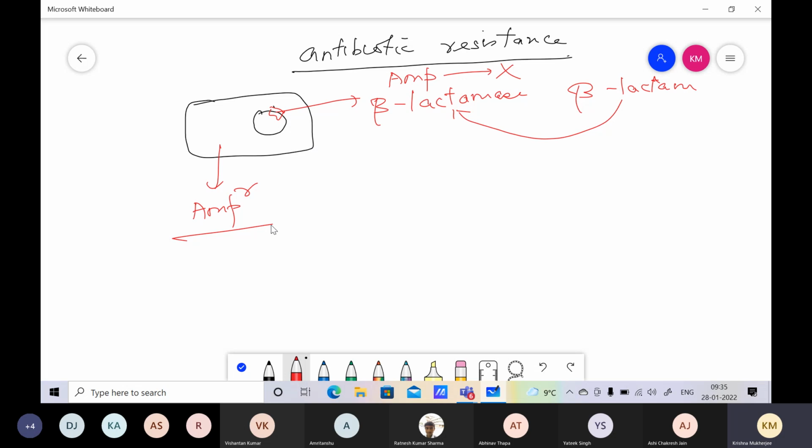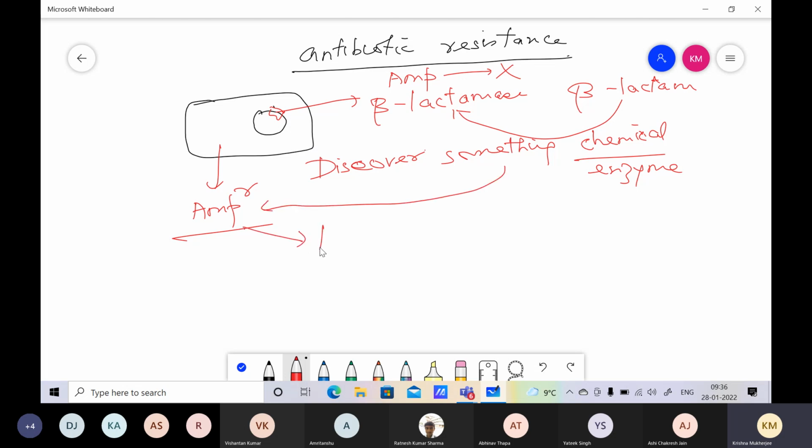Now, what do we do? We start discovering other new antibiotics against which it doesn't have the gene. Now, discovering new antibiotics is a very, very hard job. Extremely difficult business because there are not so many antibiotics. Far better is to discover something. Now tell me, what do we discover? What is a better idea? Discover some chemical or enzyme or whatever. I'm not interested in whether it's a chemical or enzyme or product, whatever, which converts this ampicillin resistance to ampicillin sensitive.